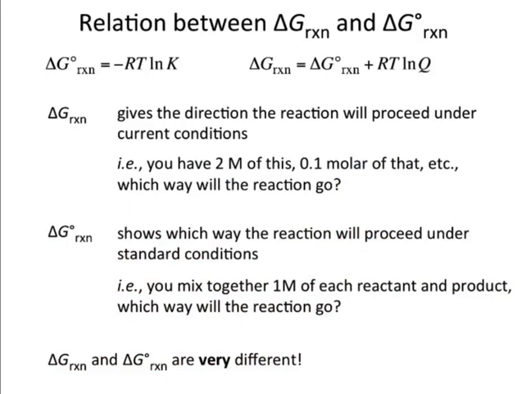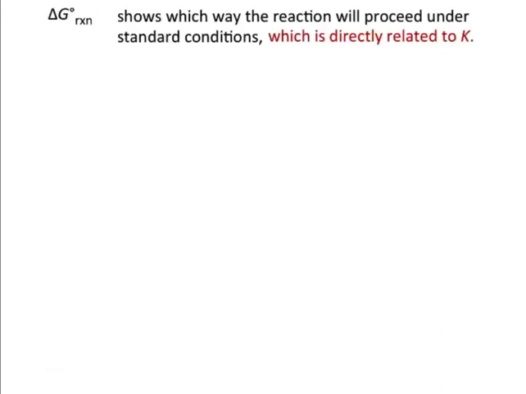All right, I'm going to just say this a lot of times and hopefully it sticks, right? This relationship between delta G and delta G°. So the equations are at the top. Delta G tells you whether the reaction is going to proceed forward or backwards, given your current conditions. So if you have 2 molar of this, 0.1 molar of that, some particular amounts or pressures of reactants and products, which way you're going to go. Delta G° tells you if you have 1 molar of everything, which way are you going to go. And so they're very different.